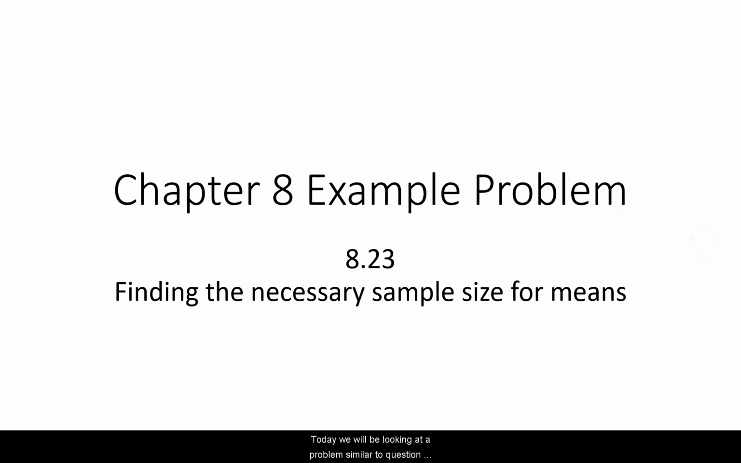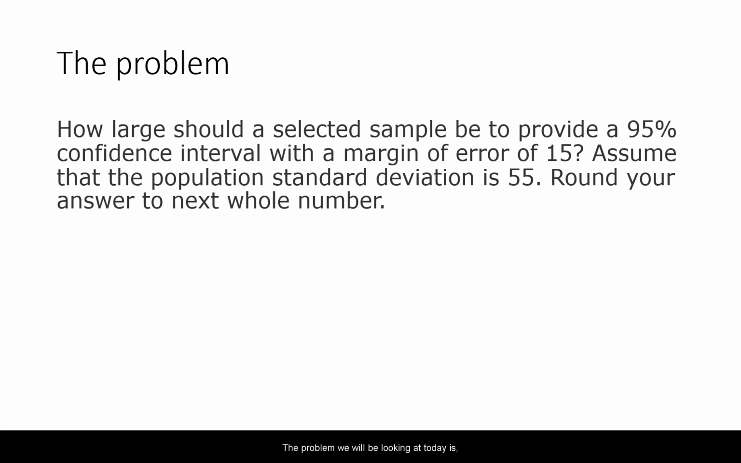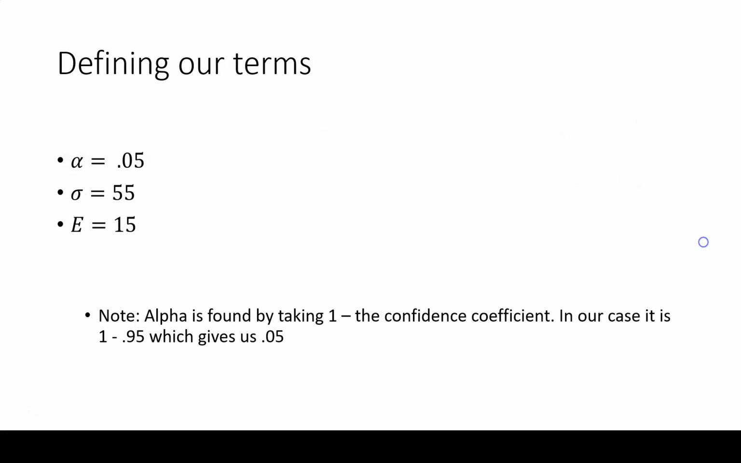Today we will be looking at a problem similar to question 23 in Chapter 8, finding the necessary sample size for means. The problem we will be looking at today is: how large should a selected sample be to provide a 95% confidence interval with a margin of error of 15? Assume that the population standard deviation is 55 and round your answer to the next whole number.